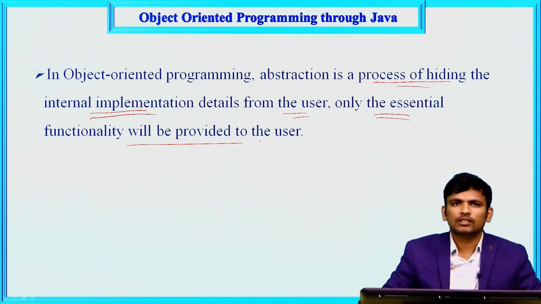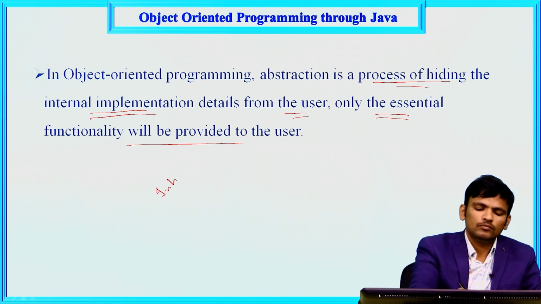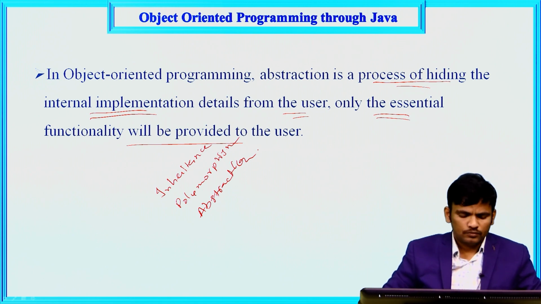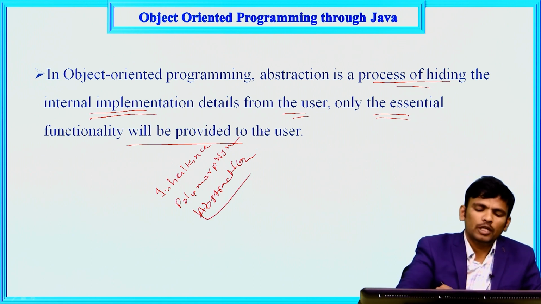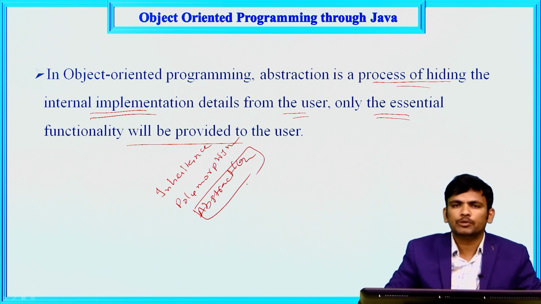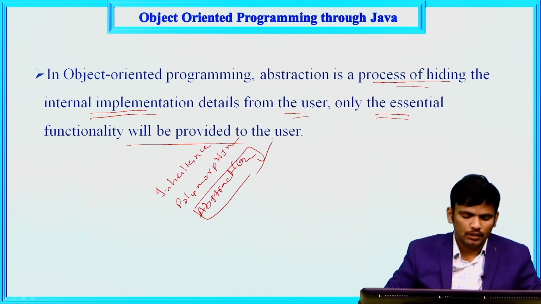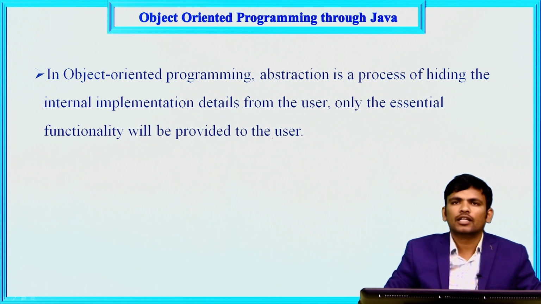Till now we have discussed some of the object oriented principles. In previous sessions I already covered the inheritance concept, and polymorphism also, and now I am going to discuss abstraction. As we know, we have 4 object oriented principles: abstraction, encapsulation, inheritance and polymorphism. Abstraction is the process of hiding internal implementation and showing only essential information to the user.